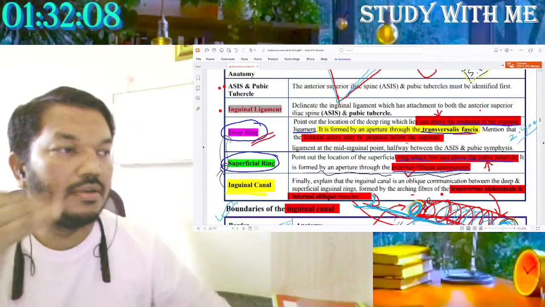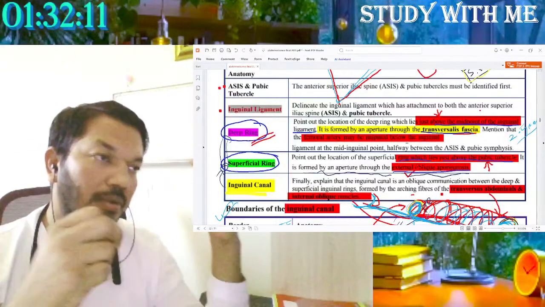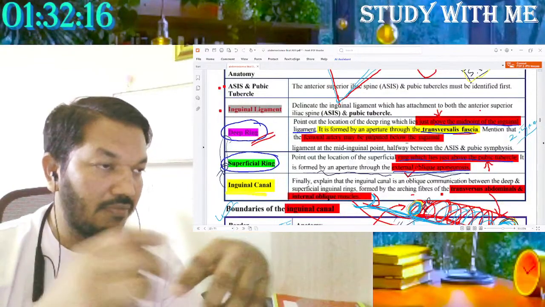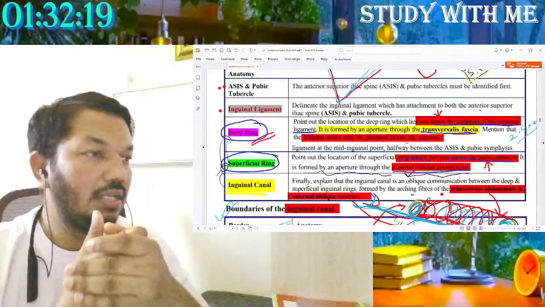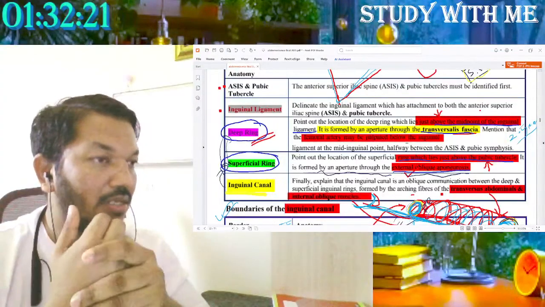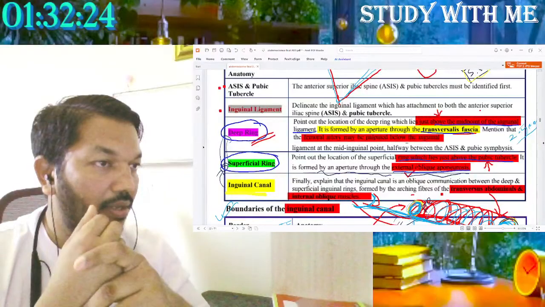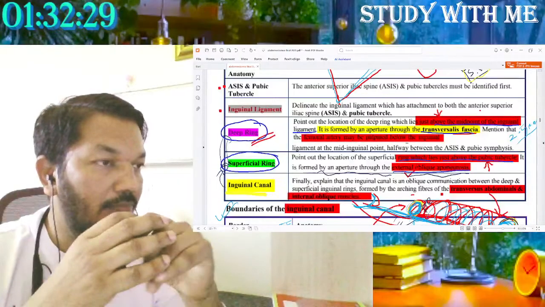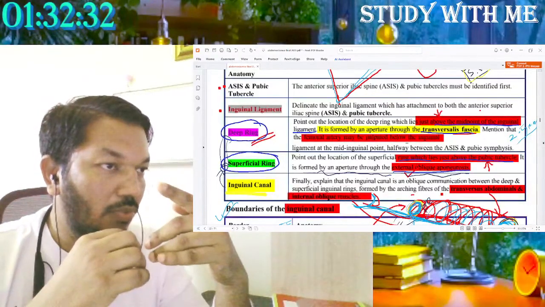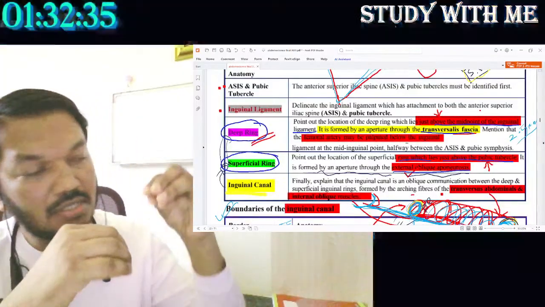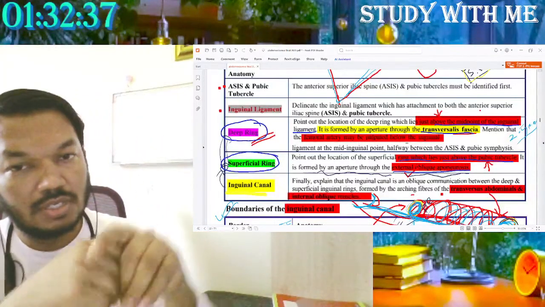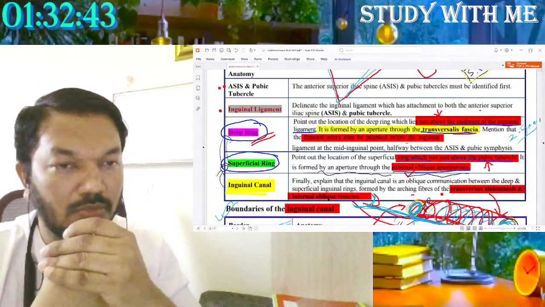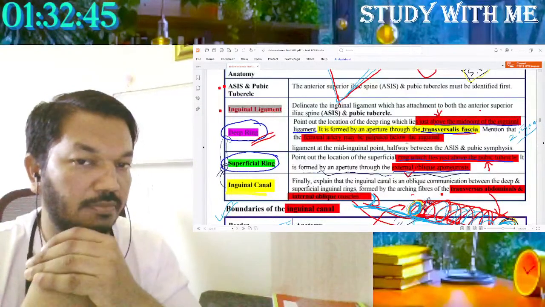See, if you remember the layers: skin, Scarpa fascia, Camper fascia, then external oblique, internal oblique, transversus abdominis. After that, transversalis fascia. The last one was peritoneum, right? Before the peritoneum was the transversalis fascia. So transversalis fascia is the deep structure actually. So the deep ring is formed by the deep fascia. Very simple. Deep fascia which was transversalis fascia.